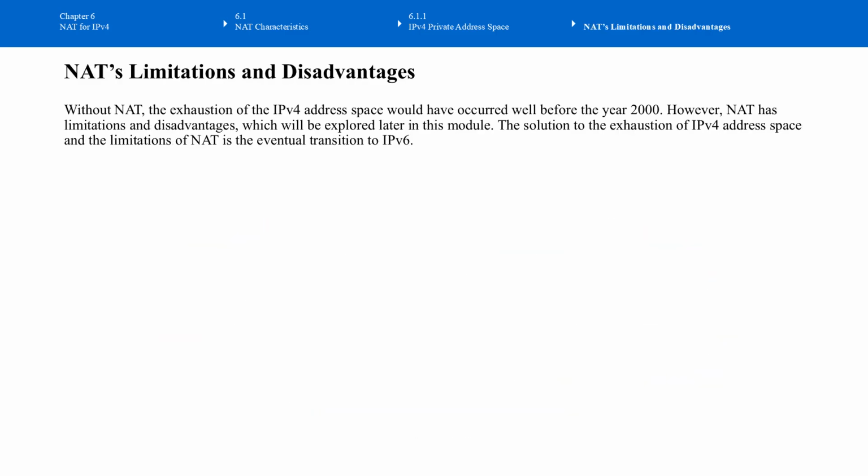Without NAT, the exhaustion of the IPv4 address space would have occurred well before the year 2000. However, NAT has limitations and many disadvantages, which will be explored later in this module. The solution to the exhaustion of IPv4 address space and the limitations of NAT is the eventual transition to IPv6.